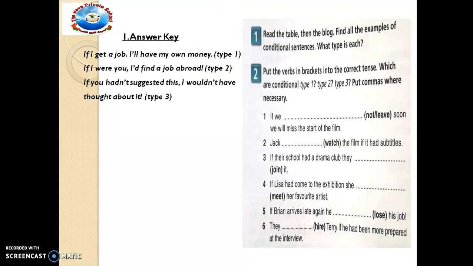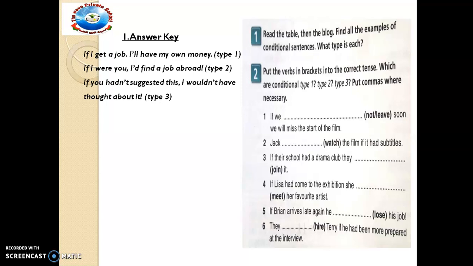So, having read it, these are the examples of the conditional sentences in that test. If I get a job, I will have my own money. If I were you, I will find a job abroad. Type 2. If you hadn't suggested this, I wouldn't have thought about it. That's type 3. You see, we have type 1, type 2, and type 3.